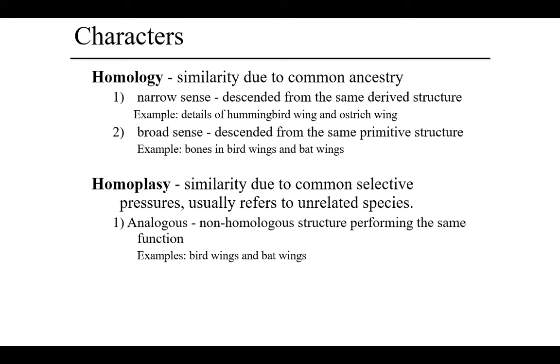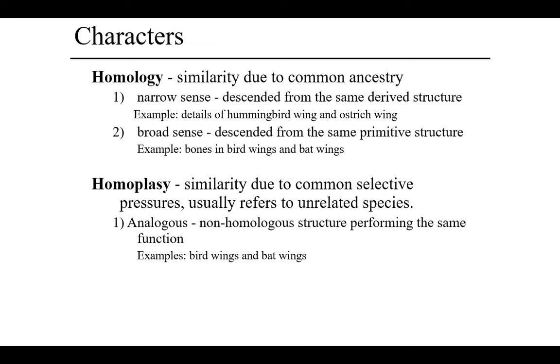Homology. Homology is a similarity shared between organisms that is due to their ancestry. The eyes in birds and triceratops are homologous. And so, for example, the wing of a hummingbird, which flaps a million times a second, and the wing of an ostrich, which doesn't fly at all, they're still homologous structures, the bony structures of those wings. Those are homologous, inherited from a common ancestor.